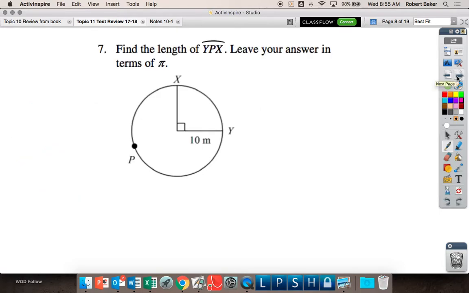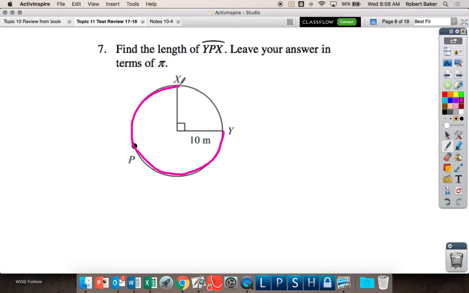All right, number 7. Find the length in meters of arc YPX. Leave your answer in terms of pi. We're trying to find the length of YPX, the length of that pink line, and you'll leave your answer in terms of pi.